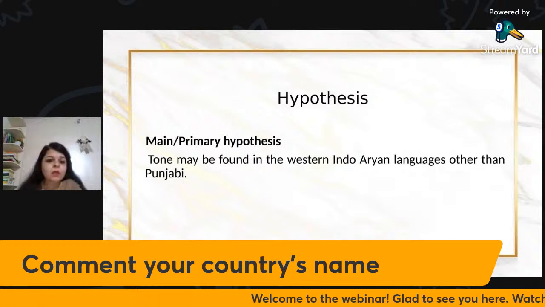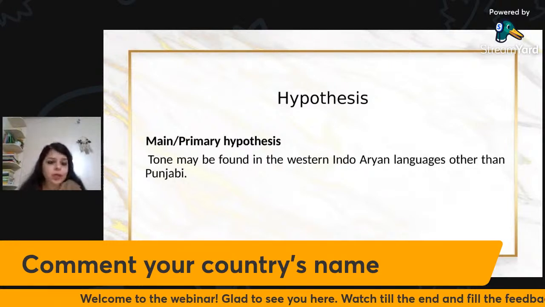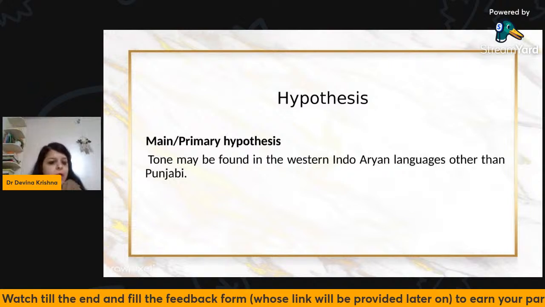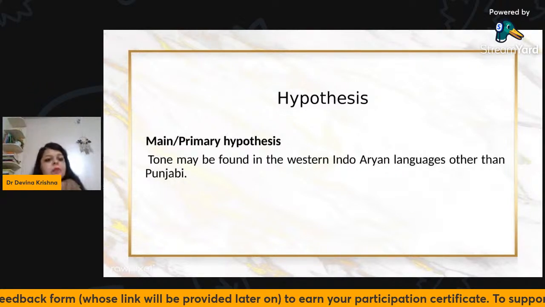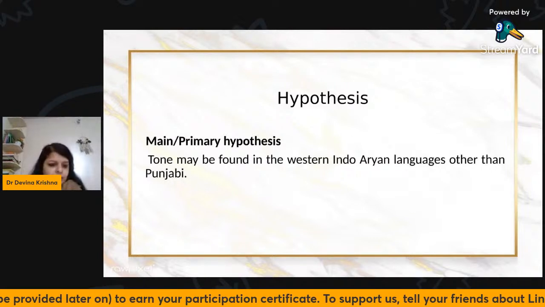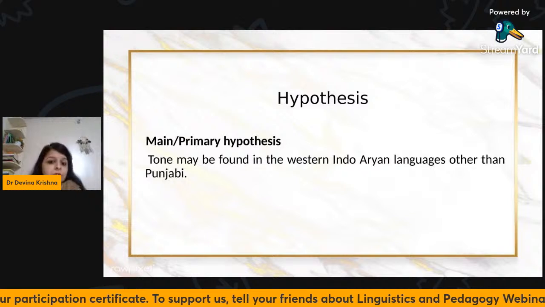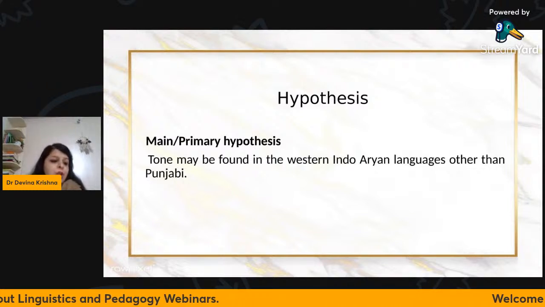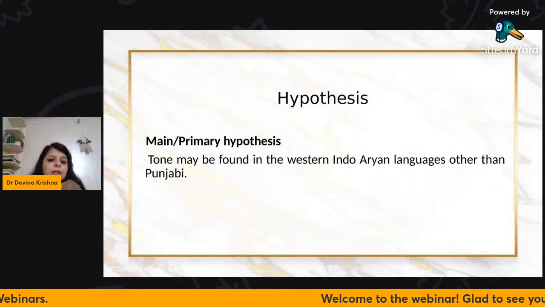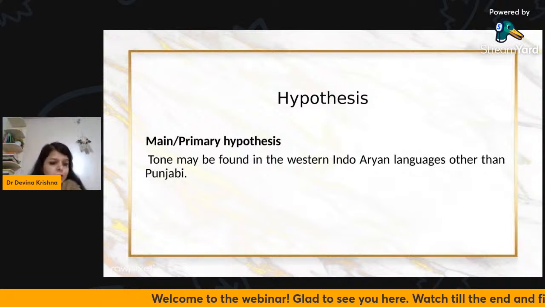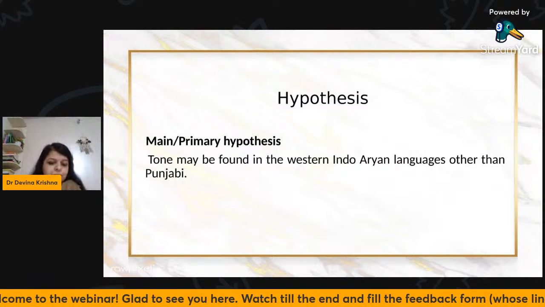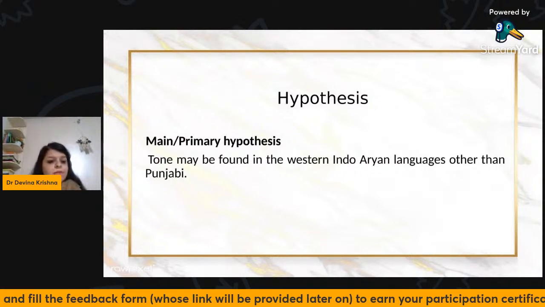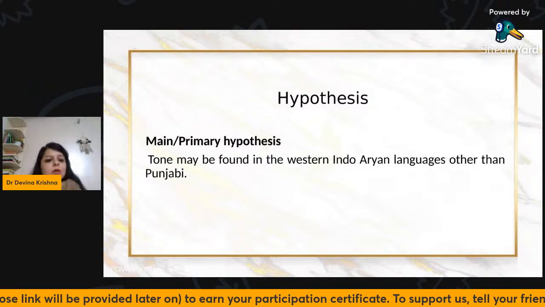Now, as far as this present work is concerned, since I'm working on lexical tones in Dogri language, there's a hypothesis that I constructed before I actually did my research. The main or primary hypothesis of the present work is that tone may be found in the Western Indo-Aryan languages other than Punjabi. Generally, it is said that Punjabi is the only language that has lexical tones. But then I found that other than Punjabi, there are other languages also that have lexical tones. And I did a descriptive work where I could find instances of tones existing in these Western Indo-Aryan languages, and Dogri is one of them.